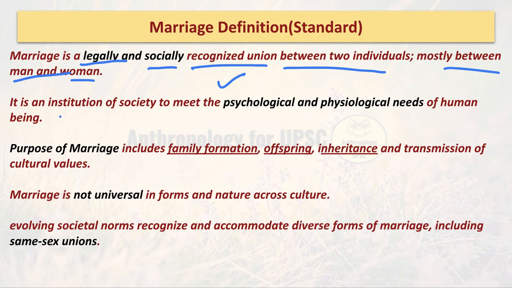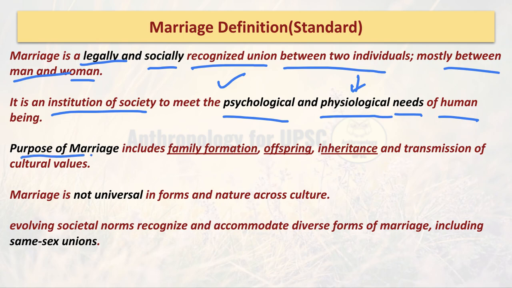Marriage is also considered an institution of society, and society is nothing but a society of human beings. So it is an institution of society which meets the needs of human beings. What are those needs? They are psychological needs and physiological needs. Physiological need is more or less a biological need, and psychological need is more about the group and society need that one has as a human being. That's the standard view of marriage as an institution of society.